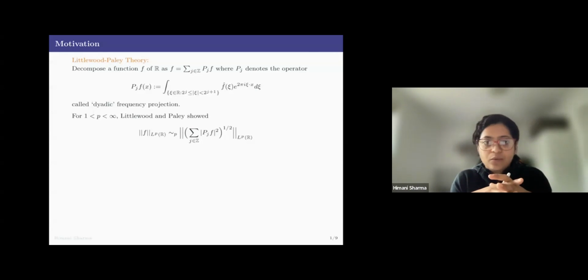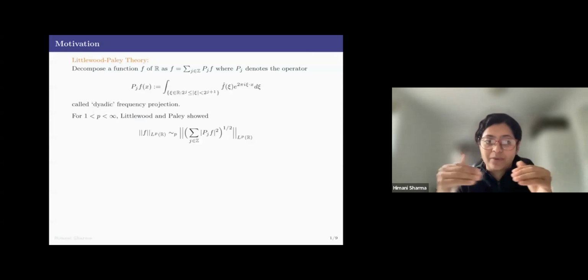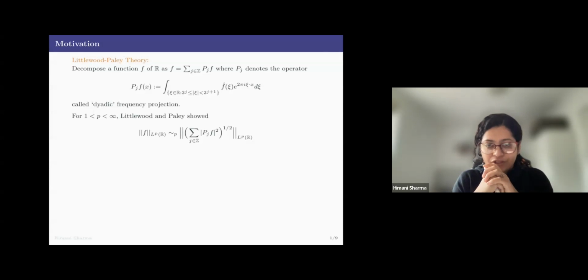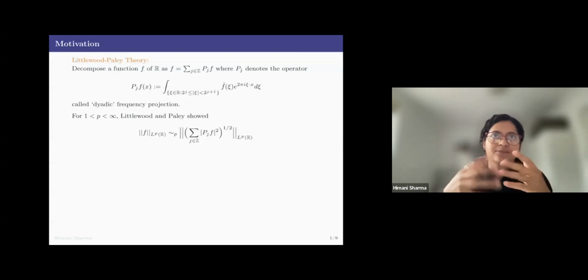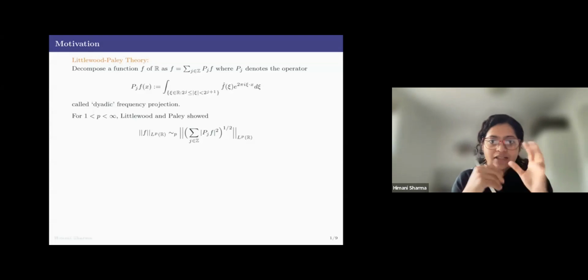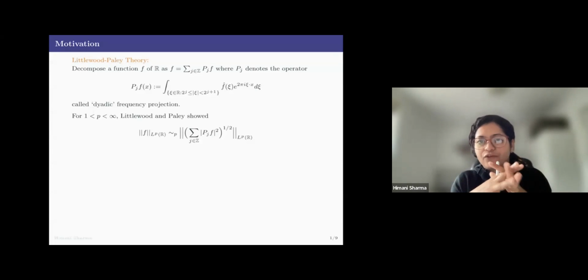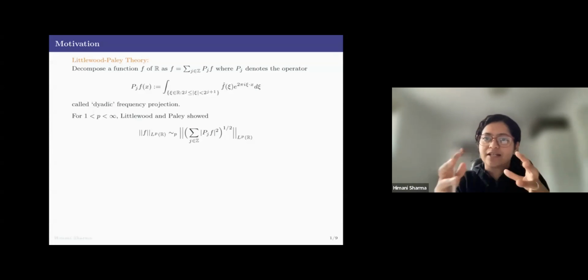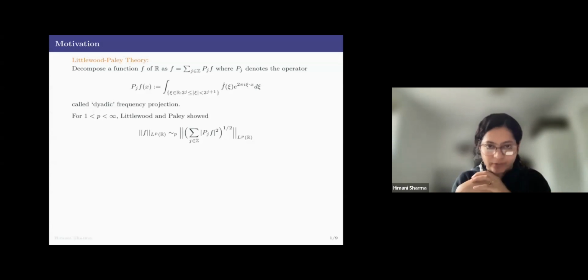For p equal to 2, this equivalence always holds, and thanks to Plancherel's theorem we always get equality, in fact with a constant. But for p not equal to 2, you can interpret this relation as a substitute for Plancherel's theorem for the Lp spaces when p is not equal to 2. So this is where the motivation for square functions comes from, how we can use them and how we can get a relation with the Lp norm of the function.